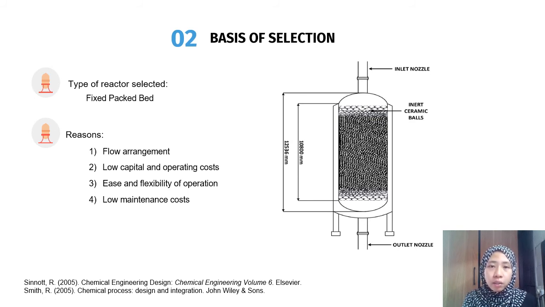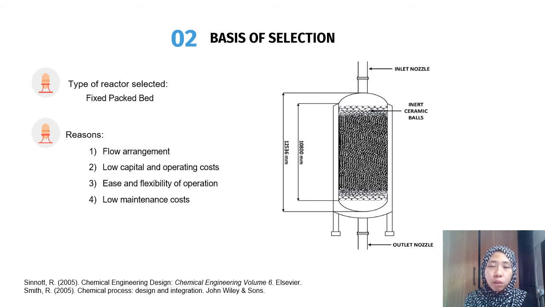Second is high conversion. High conversion is required in order to reduce the undesirable side reactant from the unreacted feed. By using FBR, high conversion of reactant to product can be achieved as FBR offers the highest conversion per weight of catalyst. Third is lower capital and operability cost.